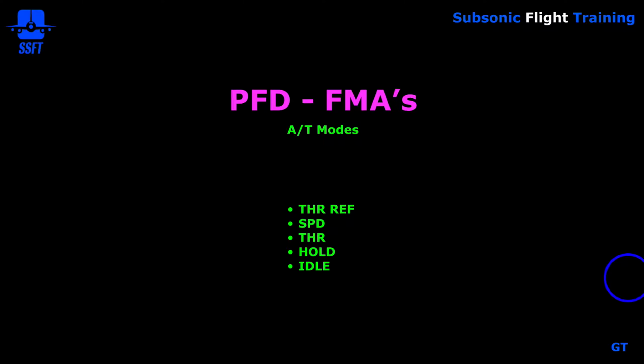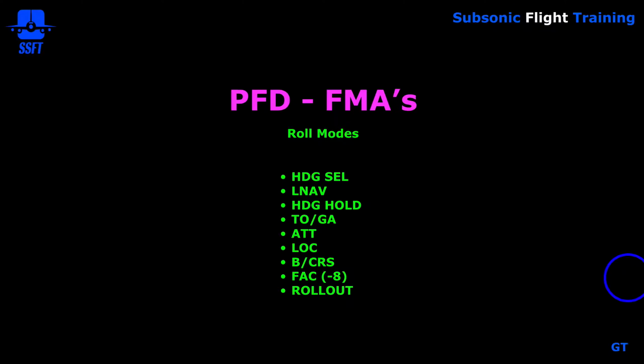These are some of the annunciations you can have for the auto throttle system. You can have thrust reference, speed, thrust, hold, and idle. We'll talk more about what these mean in the auto flight section of the briefings and the training. For roll modes, you can have heading select, LNAV, which stands for lateral navigation, heading hold, TOGA, which is takeoff go around, ATT, which is attitude, LOC, which is localizer, B/CRS, which is back course, and rollout.